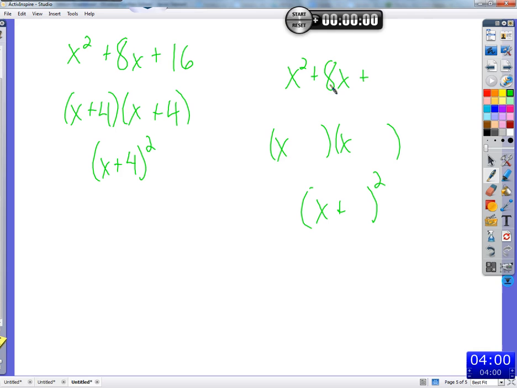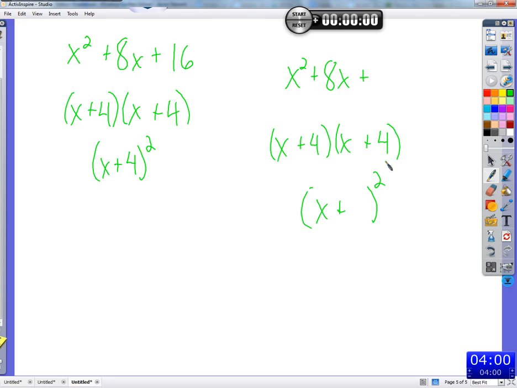There's only one way to do that, which is the fours. Gotta be 4 and 4. There's no other way to take two identical numbers and add it to make 8. 3 and 3 doesn't work, 2 and 2 doesn't work, only 4 and 4.